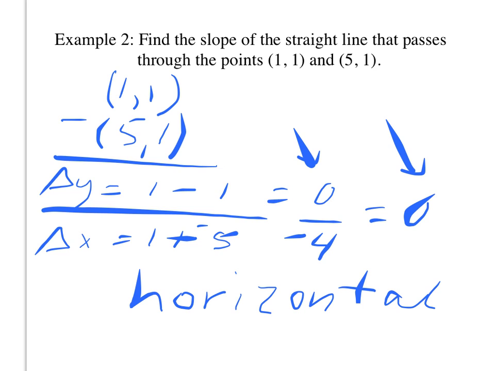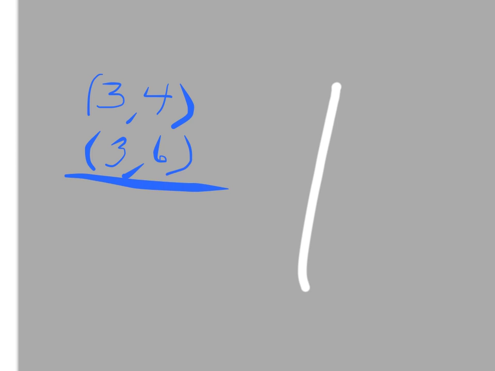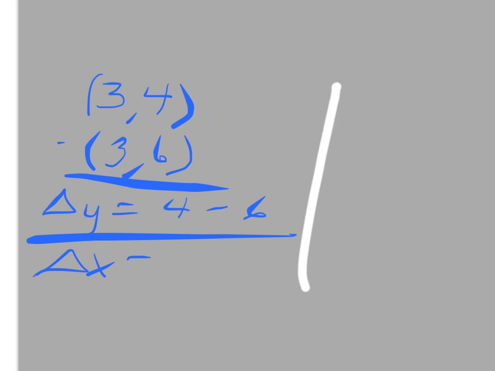Okay, our last example. Find the slope of the straight line that passes through the 2 points 3, 4 and 3, 6. So we'll stack these 2 points to get set up to do an accurate calculation. I'm going to subtract. Delta y, or change in y, is 4 minus 6 over the change in x is equal to 3 minus 3. So 4 minus 6 is -2 over 3 minus 3 is 0.